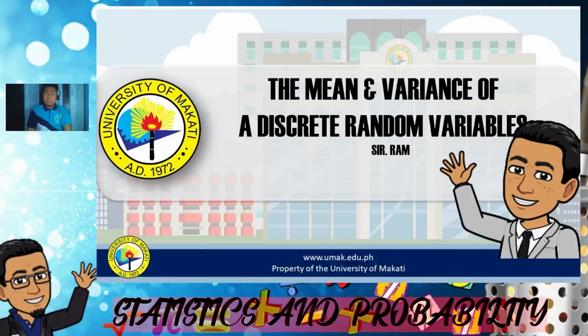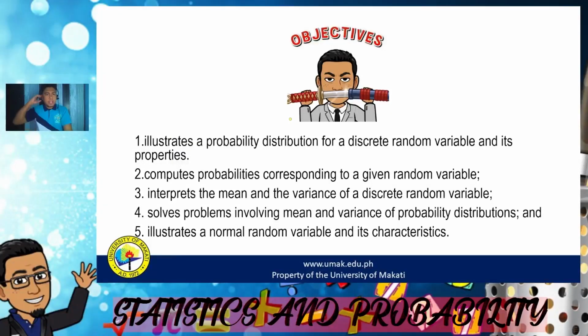Good day everyone. For this video, we are going to talk about the mean and variance of a discrete random variable. For our objective, we have to illustrate a probability distribution for a discrete random variable and its properties, and compute probability corresponding to a given random variable. And finally, we have to solve for the mean and also interpret it in solving problems.